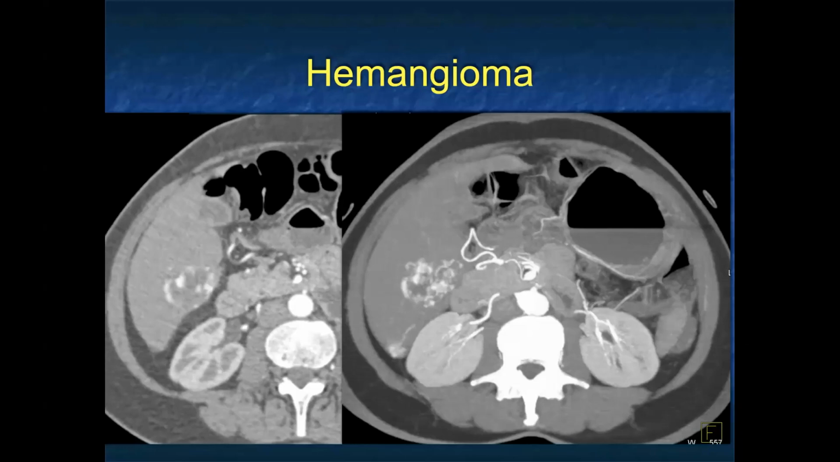Now, hemangiomas most commonly are less than 5 cm. Here's just about a 3 cm hemangioma here with puddling.